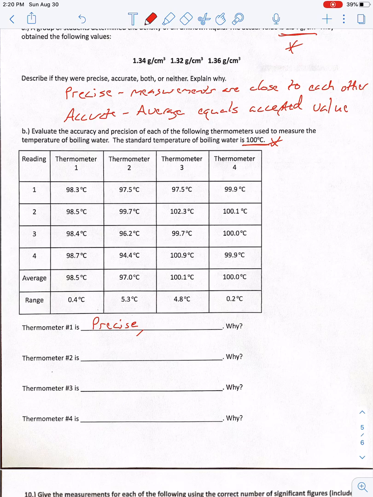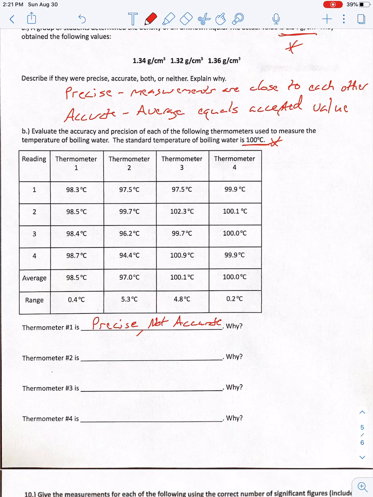Now let's look at if it's accurate. Okay, so 98.5 degrees Celsius, and my accepted value is 100. So that is not next to 100. You need to be pretty dang close to 100. And we're talking about temperature. 1.5 degrees Celsius is quite a big jump. So this would be not accurate.